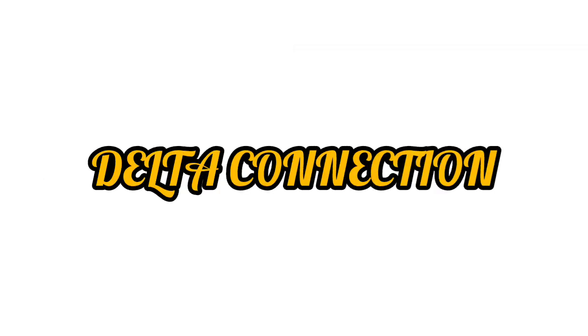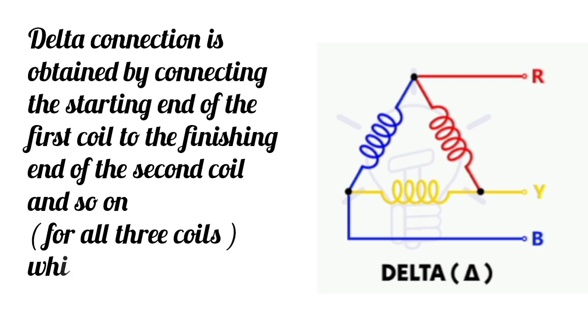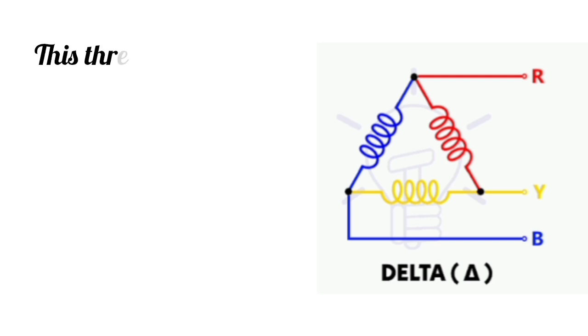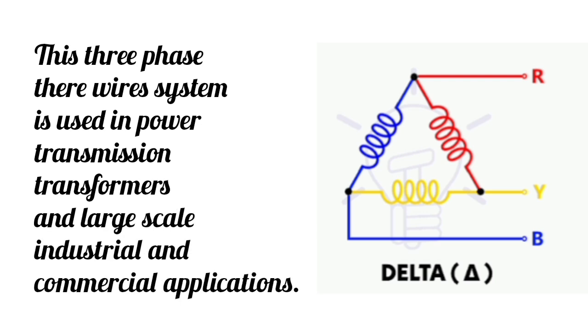Delta connection. Delta connection is obtained by connecting the starting end of the first coil to the finishing end of the second coil, and so on for all three coils, which forms a closed loop or mesh circuit. This three-phase 3-wire system is used in power transmission transformers and large-scale industrial and commercial applications.